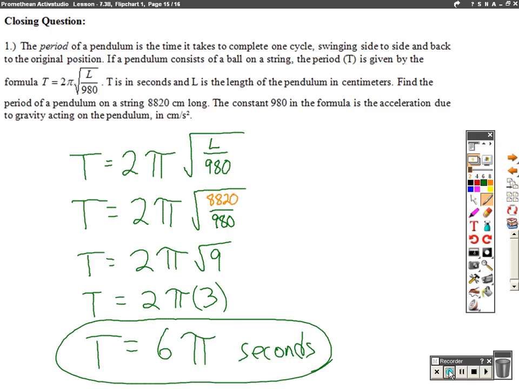Okay, this closing question was really just an example of how a radical function could be used. So all you had to do here is plug in 8,820 for L and evaluate.